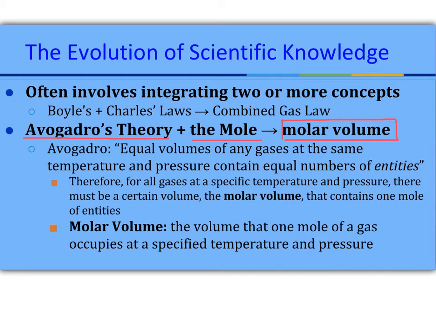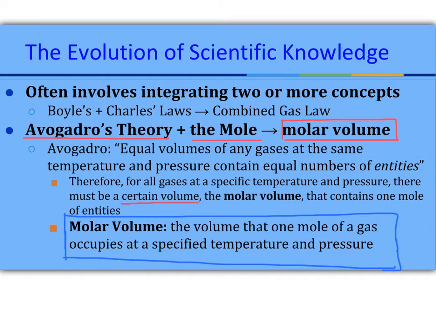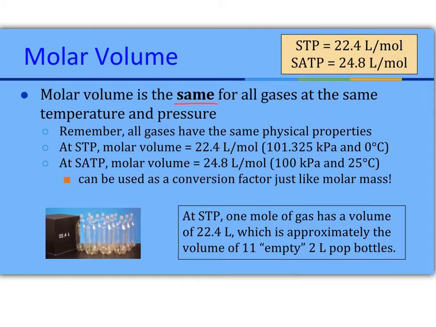If you remember from last video, Avogadro's theory is that equal numbers of gases at the same temperature and pressure will have the same amount of molecules or the same amount of entities. What that means is that if we have a gas at the same temperature and pressure, there will be a certain volume, and that is the molar volume, because we know that if we have the same amount of molecules, those molecules will have the same volume as long as they're a gas. So the definition of molar volume is the volume that 1 mole of gas will occupy at a specified temperature and pressure, and that will be for all gases. So molar volume will be the exact same for all gases that are at the same temperature and pressure. The reason that it is the exact same is that all gases have the exact same physical properties.